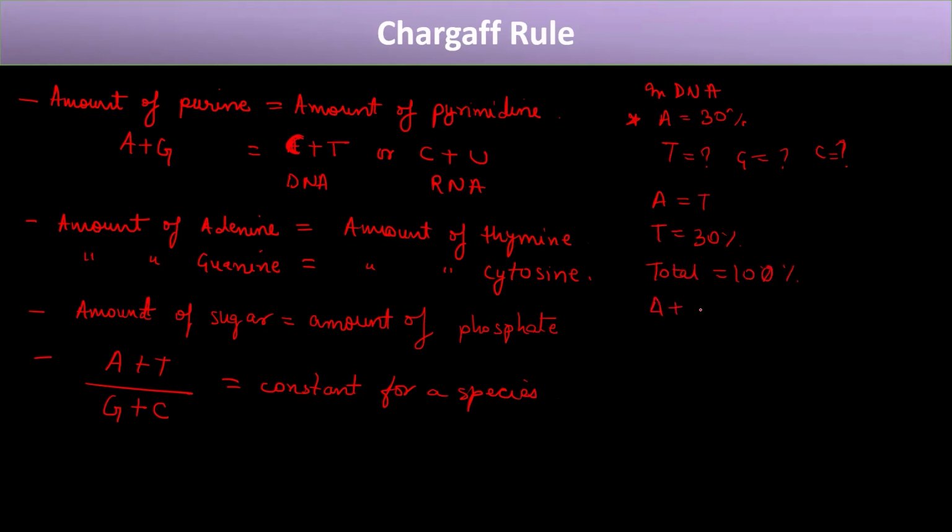Now adenine plus thymine is 30 plus 30, equal to 60%. So the remaining will be G plus C, which will be 100 minus 60, that is 40. And we know guanine is equal to cytosine, so guanine and cytosine will become 20% each, right? So your thymine will be 30%, guanine will be 20%, and cytosine will be 20%.